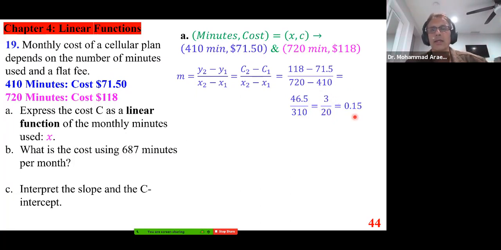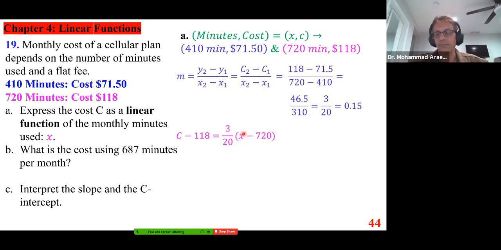as your slope. Ultimately, dealing with money, decimal may be better, but let's start with 3 over 20. Using the point-slope form, y minus y1 is m times x minus x sub 1. We're going to say C minus C sub 1, and we are going to use one of the points. Let's say this one: C minus 118 equals m, 0.15 or 3 over 20, times x minus x sub 1, or 720.